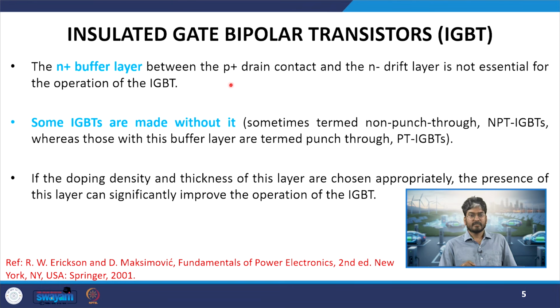So what is the benefit and limitation of these two solutions? If we have this N plus buffer layer, due to this N plus buffer layer, your blocking voltage of IGBT will be reduced. That is, when we are applying a negative voltage across the IGBT, it cannot block that much amount of voltage which it can block in the forward direction.